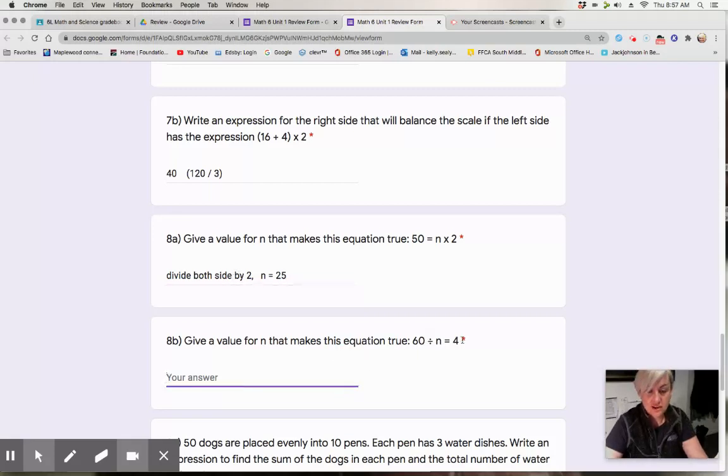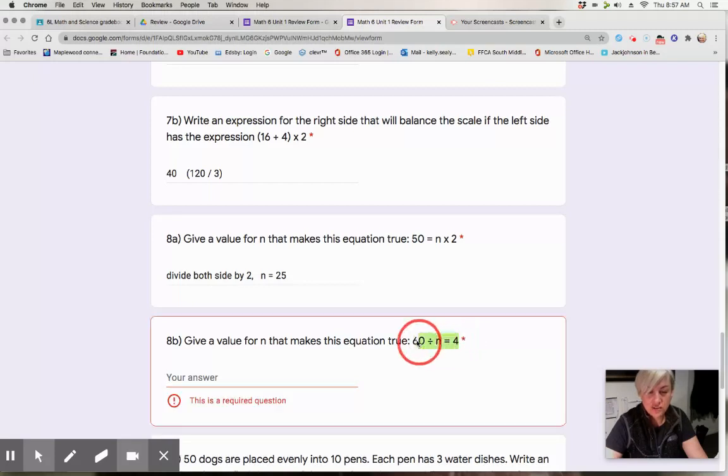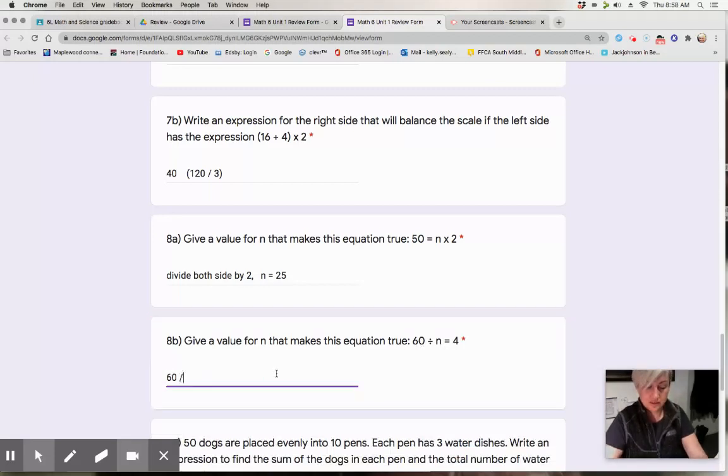Okay, here it says 60 divided by n is equal to 4. So this one you can't really undo the divided by, so you could reverse the 2 numbers here and go 60 divided by 4 to get the value of n. n is equal to 15.